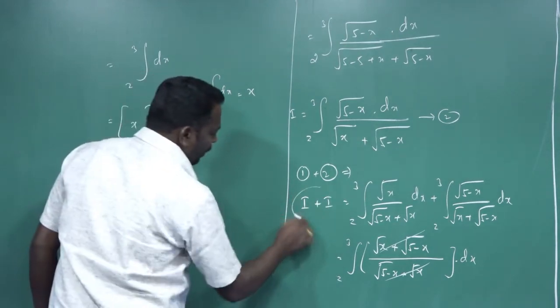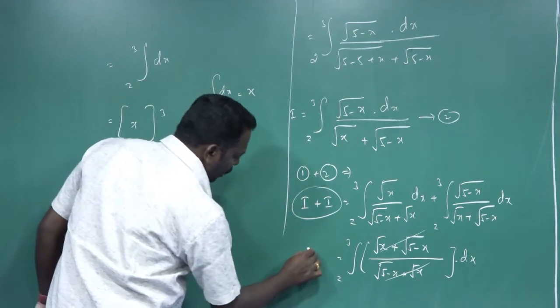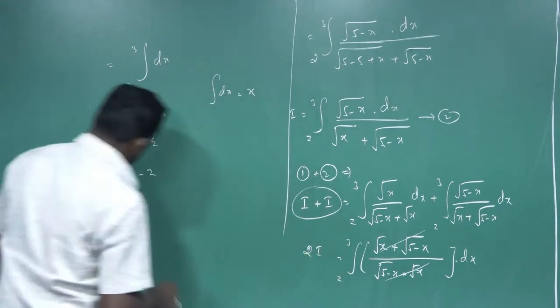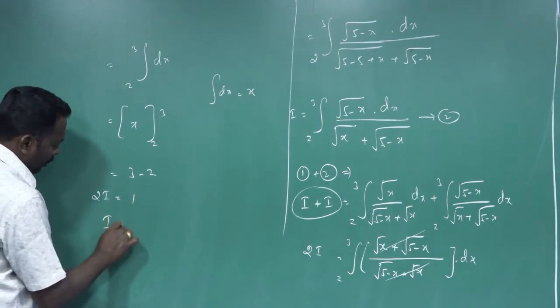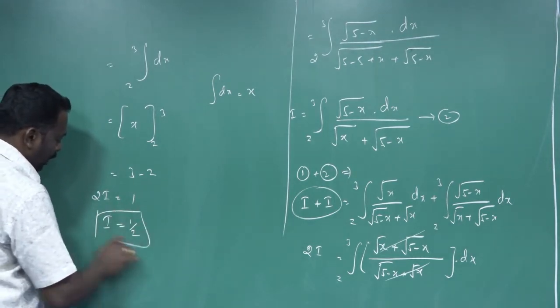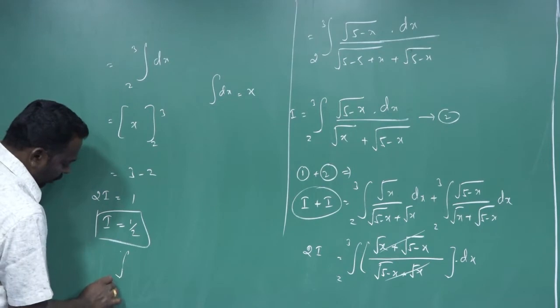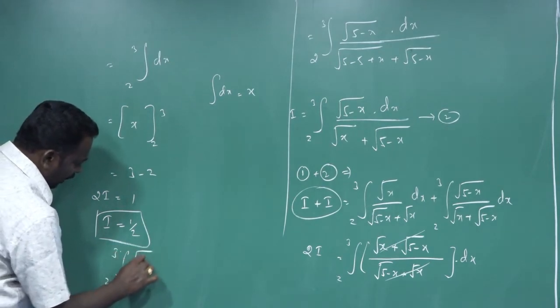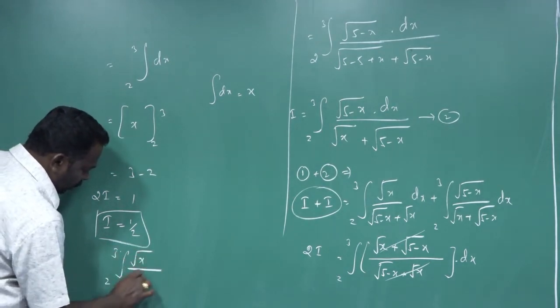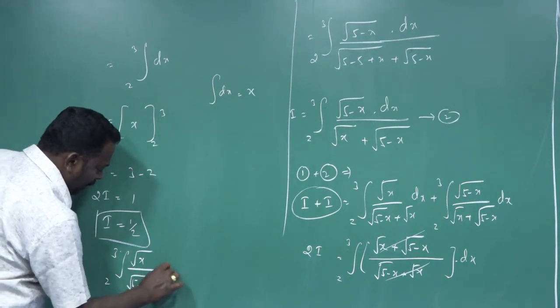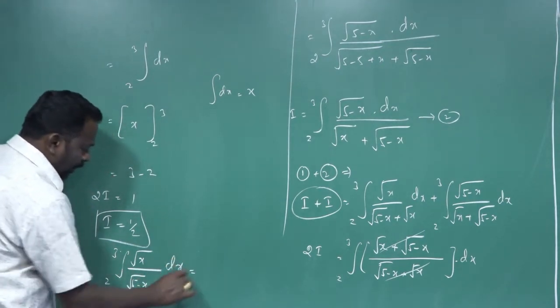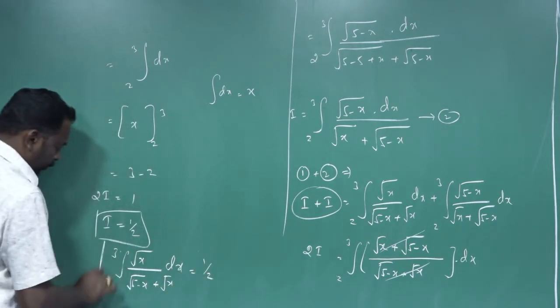On the left hand side, we have I plus I, that is equal to 2I. Therefore 2I is equal to 1, so I is equal to 1 by 2. Therefore I, the integration from 2 to 3 of root x by root of 5 minus x plus root x into dx, has the value 1 by 2.